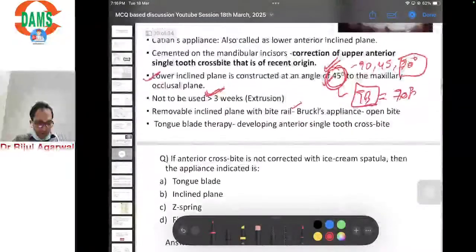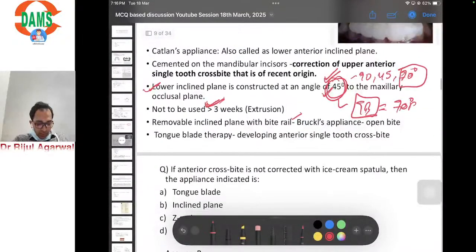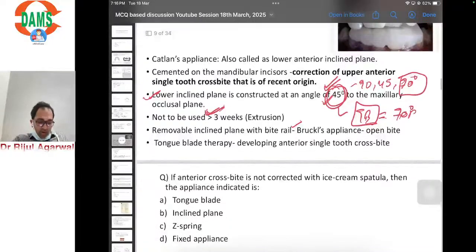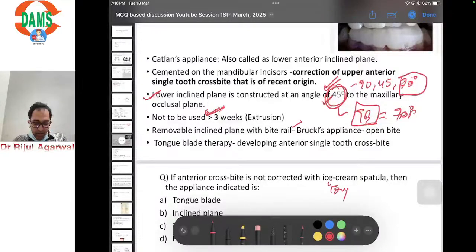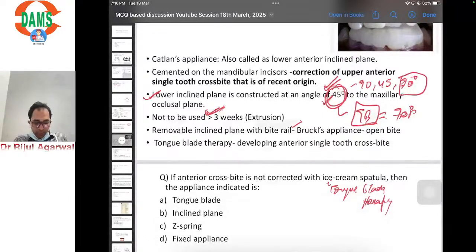So moving ahead, you can see the answer to this one. Next question: if an anterior crossbite is not corrected with ice cream spatula, then the appliance indicated is tongue blade, inclined plane, Z spring, or fixed appliance. So again, somewhat similar kind of PYQ. I just modified it. Now they're saying ice cream spatula. So what is ice cream spatula? It is a form of tongue blade therapy only. I'll just give you a hint.